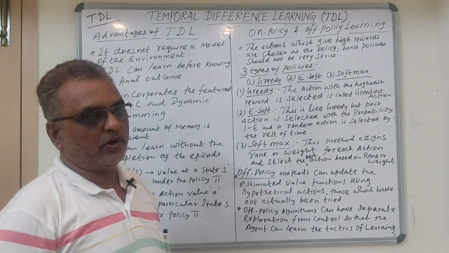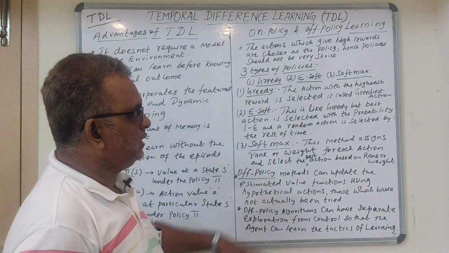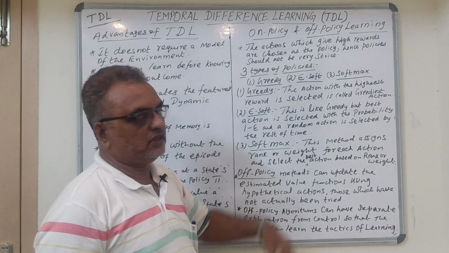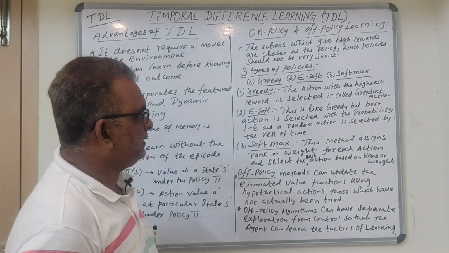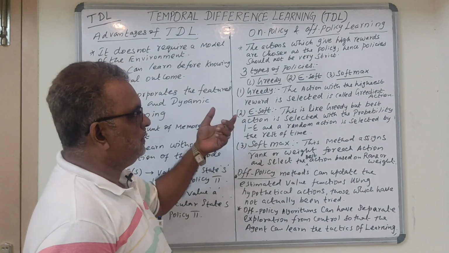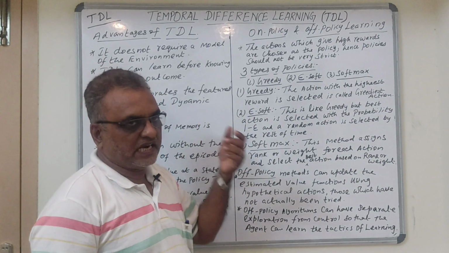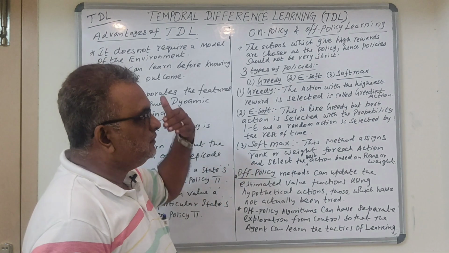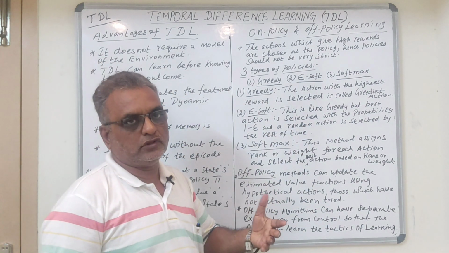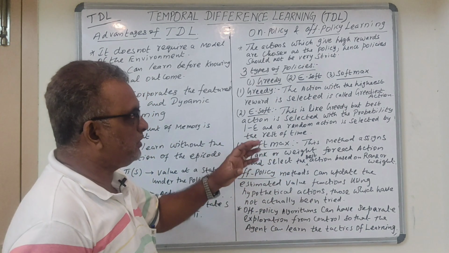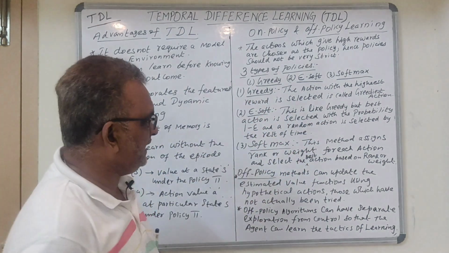There are three types of policies available. Number one, greedy. Number two, epsilon soft. The third one is softmax. The first method, greedy, is one in which the action with the highest reward is selected. So it is the greediest action. Whichever action will give the maximum reward, that particular action will be selected by the system. So that is called greedy.